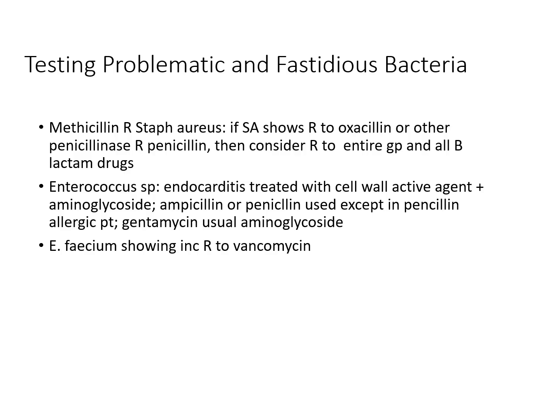For the Enterococcus species, treatment for endocarditis includes a cell wall active agent like ampicillin or penicillin combined with an aminoglycoside, which is usually gentamicin. Ampicillin or penicillin is preferred unless the patient is allergic to penicillin. And then we have Enterococcus faecium, which actually shows an increased resistance to vancomycin.